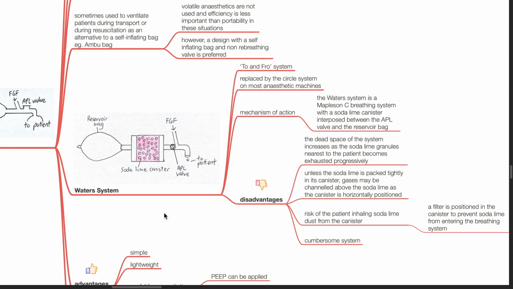It has many disadvantages. The dead space of the system increases as the soda lime granules nearest to the patient become progressively exhausted. Unless the soda lime is packed tightly in its canister, gases may be channeled above the soda lime as the canister is horizontally positioned. There is risk of the patient inhaling soda lime dust from the canister. A filter is positioned in the canister to prevent soda lime from entering the breathing system to minimize this problem. The Waters system is cumbersome.